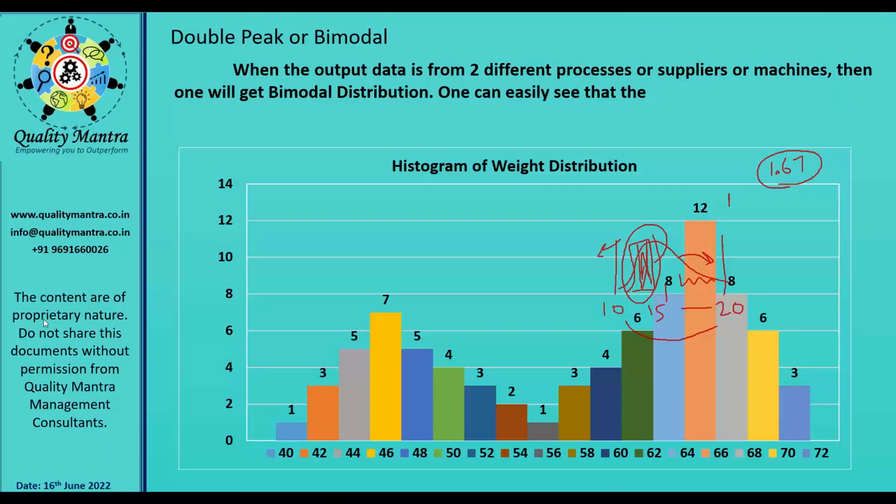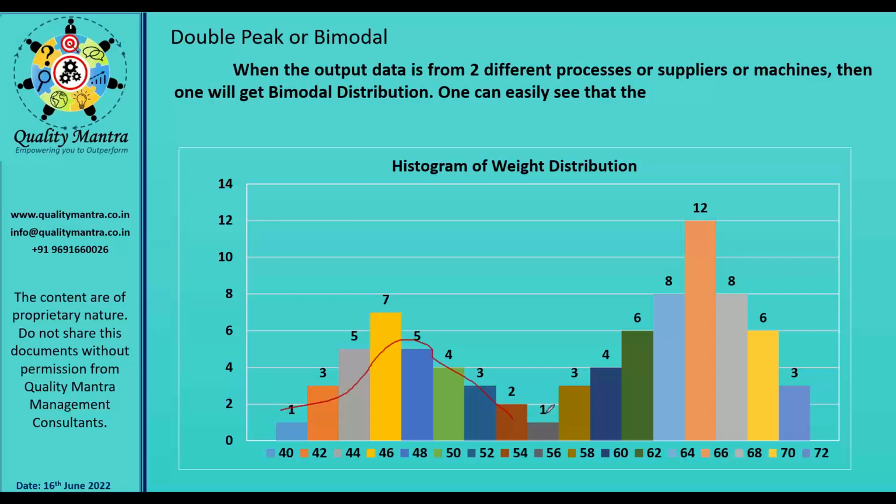Double peak, or bimodal. When you get the data from two different processes, suppliers, machines, shifts, or different persons, it may follow a different trend altogether. It may not always be like the one I have shown here. Sometimes it is overlapped also. It is like this here, and then it is from a different supplier from here. Sometimes it is overlapped, and another supplier can be like this.